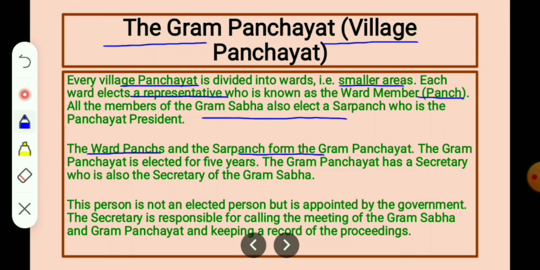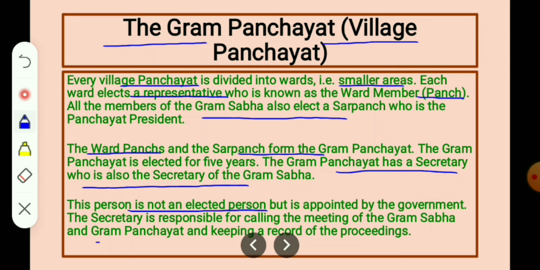The Gram Panchayat is elected for 5 years. The Gram Panchayat has a secretary who is also the secretary of the Gram Sabha. So the Gram Panchayat is elected for 5 years by the people, and it has a secretary who is also the secretary of the Gram Sabha. It means the secretary of Gram Sabha and Gram Panchayat will be the same. This person is not an elected person but is appointed by the government. So the secretary of Gram Sabha or Gram Panchayat is not elected by the people. He or she is appointed by the government.